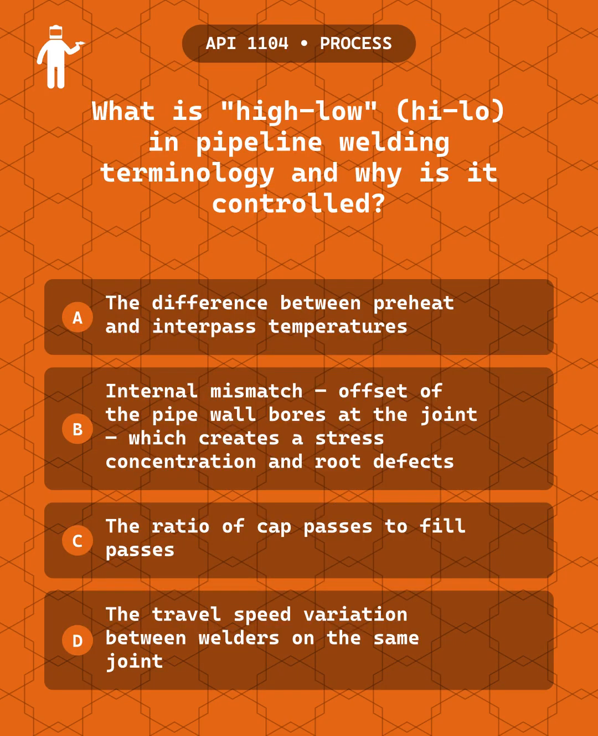Question 3. What is high-low in pipeline welding and why is it controlled? Is it A, the difference between preheat and interpass temperatures, B, internal mismatch at the joint that creates stress concentrations and root defects, C, the ratio of cap passes to fill passes, or D, travel speed variation between welders on the same joint?